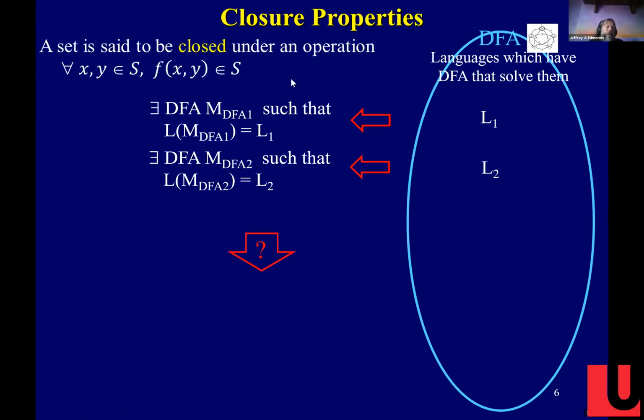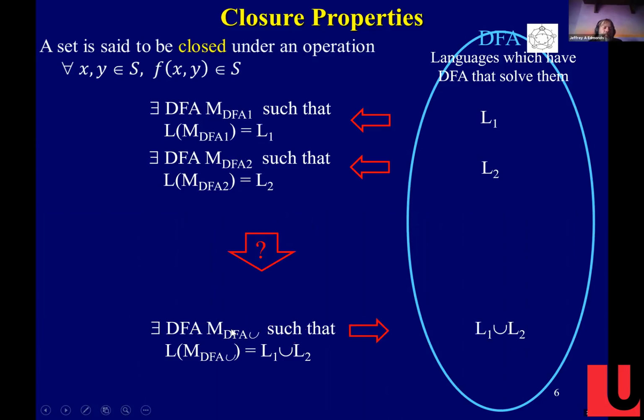Well, now what are we going to do? We want to say, hey, if that's true, can I come up with another DFA that solves the union of them, right? I'm going to take this machine as input, I'm going to take this machine as input, and I'm going to produce a new machine, right? And that new machine is going to compute the union of the two, right? And that will prove to me that the set of languages that can be computed by a DFA is closed under union.